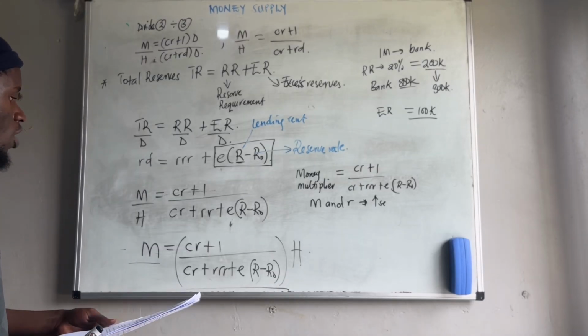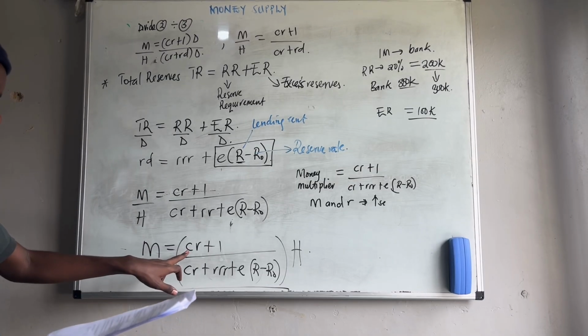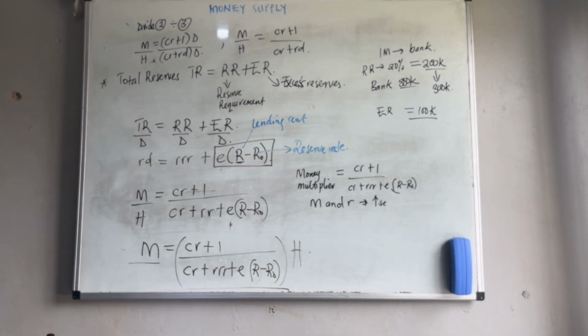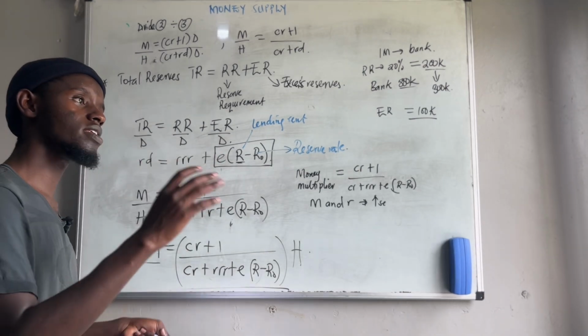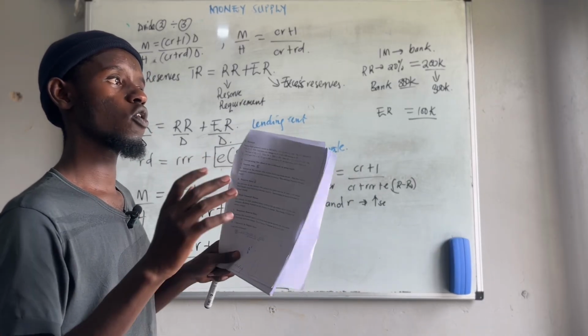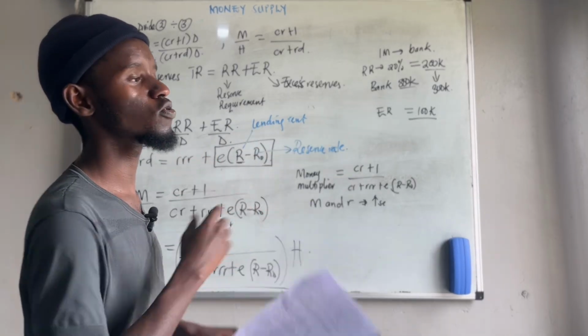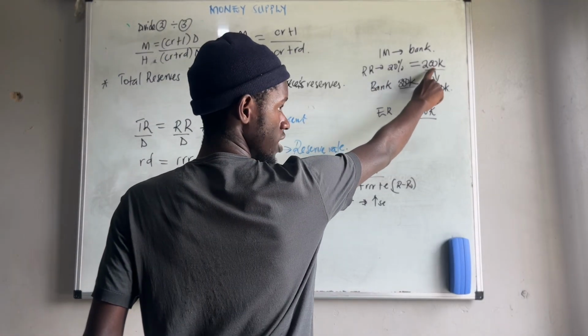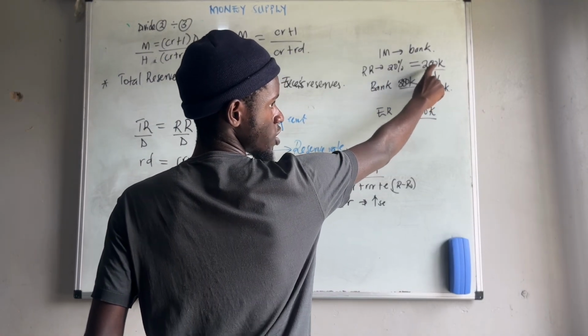Likewise, now let us talk about the reserve rate. The reserve rate refers to the amount of money a commercial bank has to keep as part of the customers' deposits with the central bank. Like if I bring in my 1M, the reserve rate is 20k. This 100k has to be kept with the central bank.